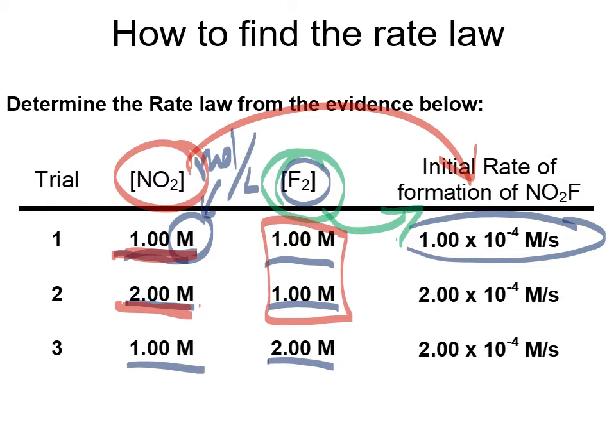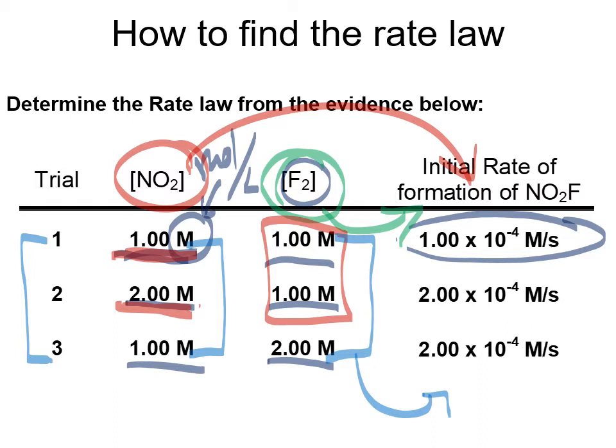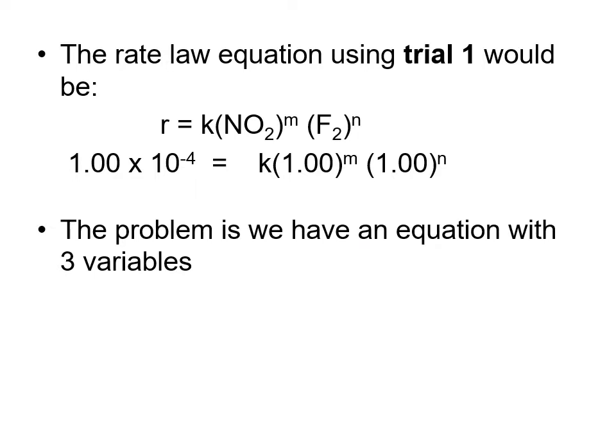If you look at, let's say, trials 1 and 3, NO2 has not changed, but F2 has. So using trials 1 and 3, we can see what effect there is on the change in the rate. Using trials 1 and 2, we can see what effect there is on the rate. And then we can determine the rate law for this reaction. So let's go through this the long way first, and then we'll see if we can do it by doing a little bit more thinking and therefore less work.